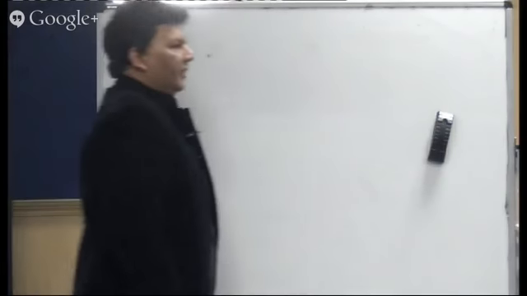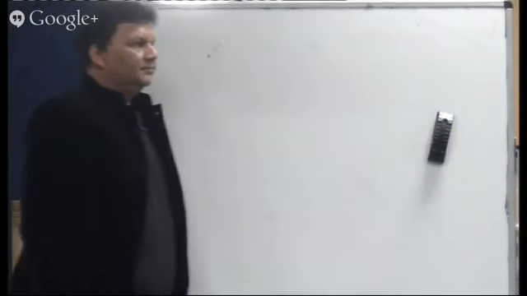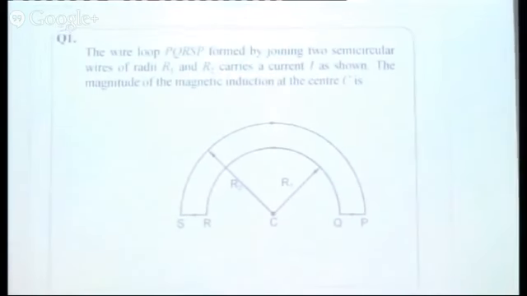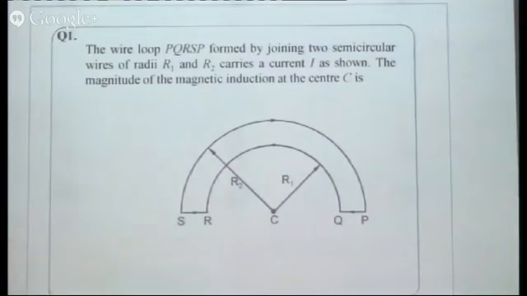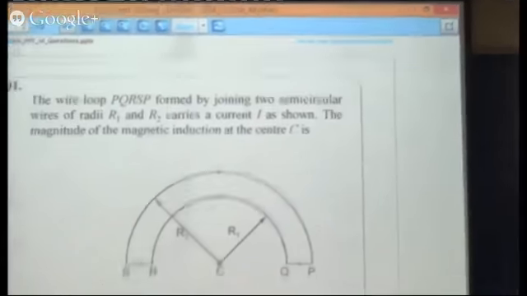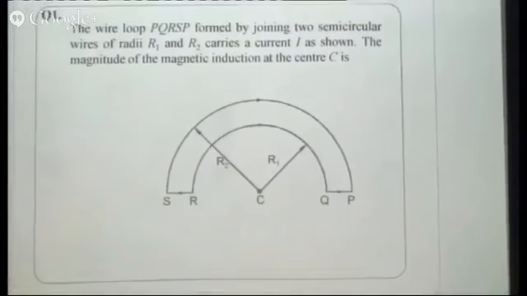Let's go to question number 2. Question number 1. Have a look at this question. Can we solve this? I think we can solve this. Simple है ना? करके दिखाओ जल्दी से. Do it fast. Current is I. We have to find out the net magnetic field at point C.